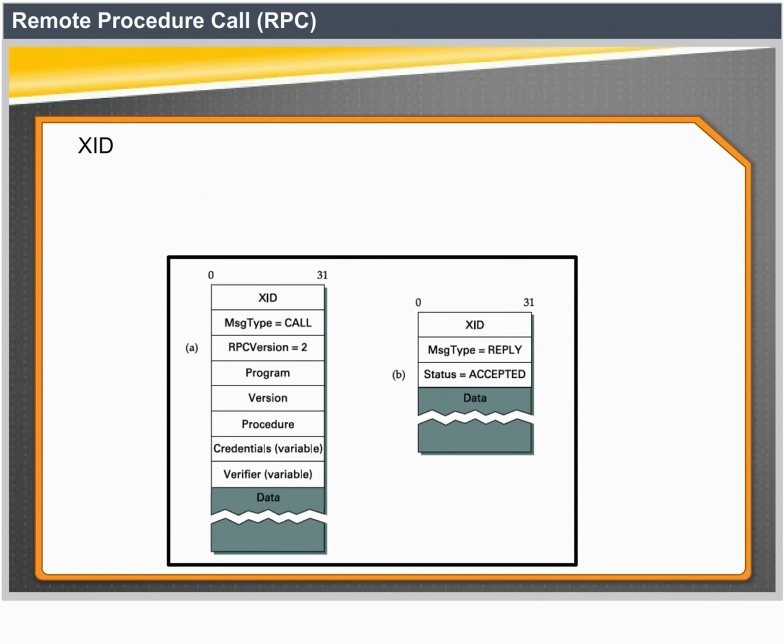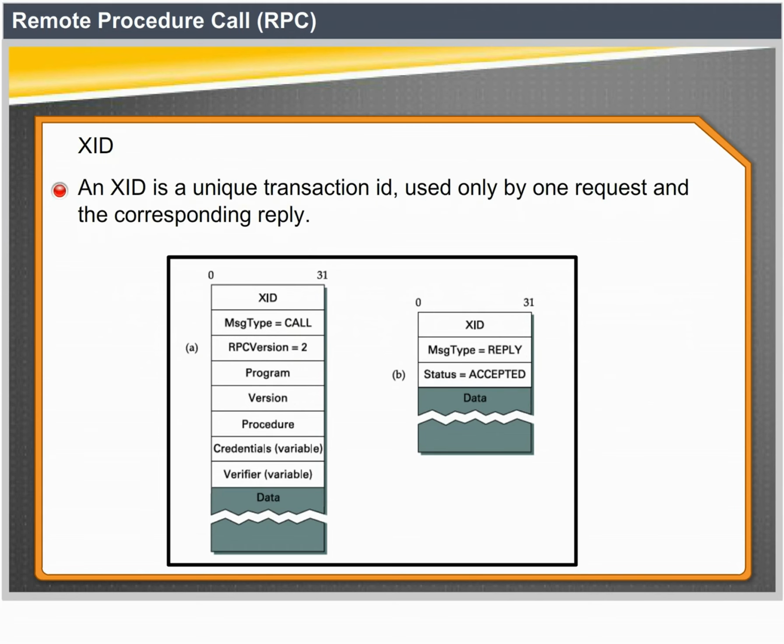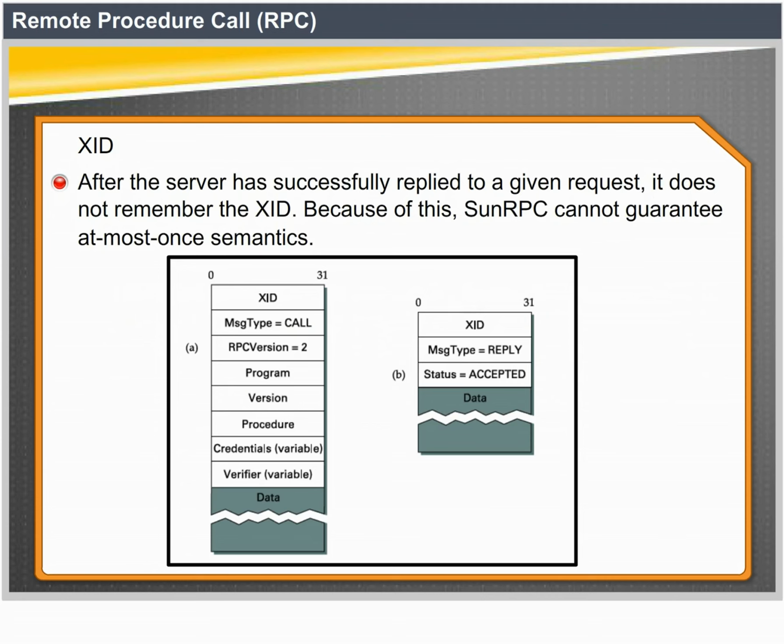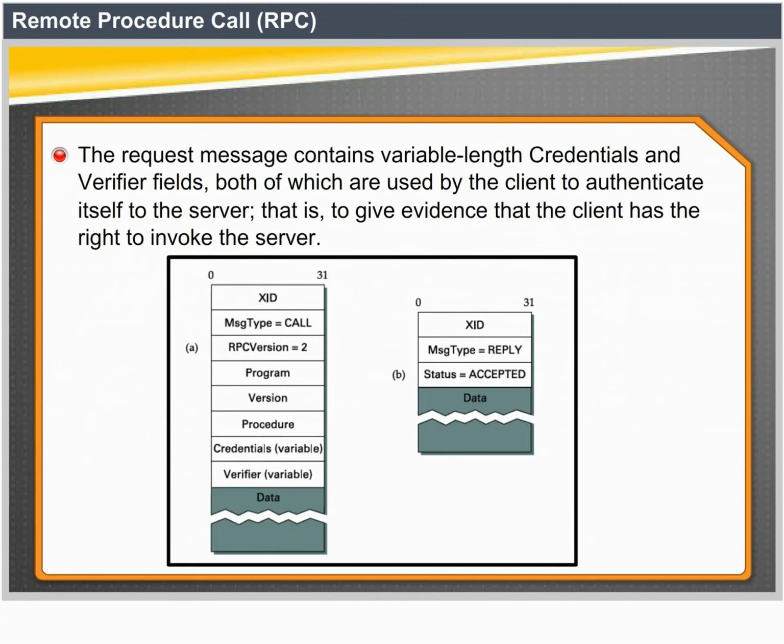XID. An XID is a unique transaction ID used only by one request and the corresponding reply. After the server has successfully replied to a given request, it does not remember the XID. Because of this, Sun RPC cannot guarantee at most once semantics. The request message contains variable length credentials and verifier fields, both of which are used by the client to authenticate itself to the server, that is, to give evidence that the client has the right to invoke the server.